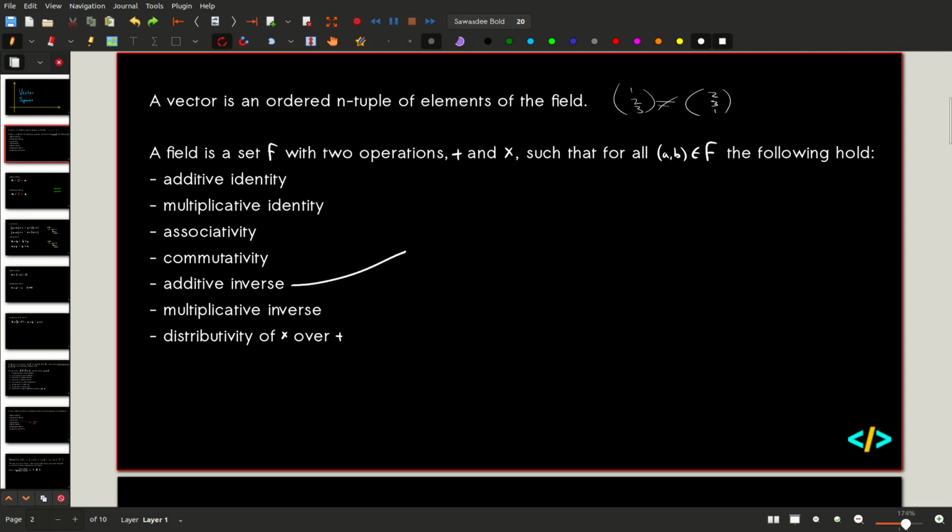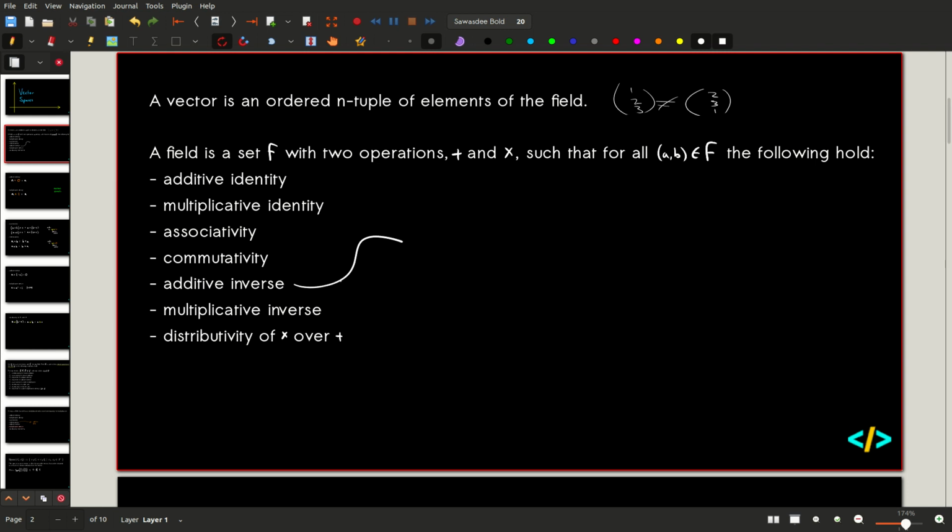Additive inverse. So a field is just a set, some set, which has these two operations, and this holds for every possible pair of numbers in that set. So we've looked at these four. Additive inverse. Can anyone tell me what this means?